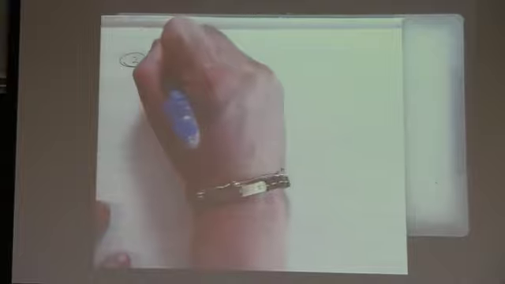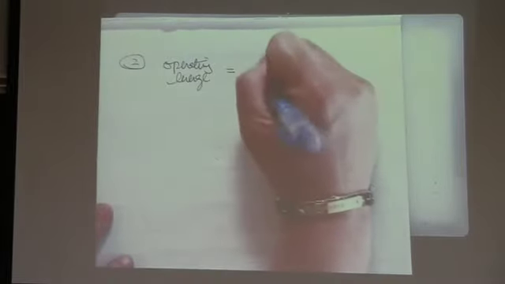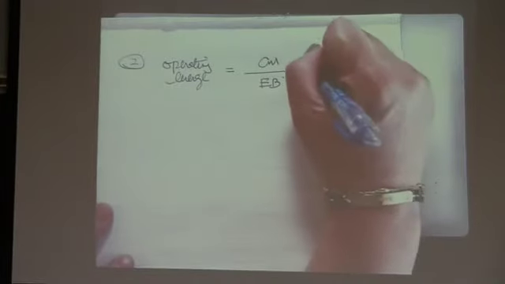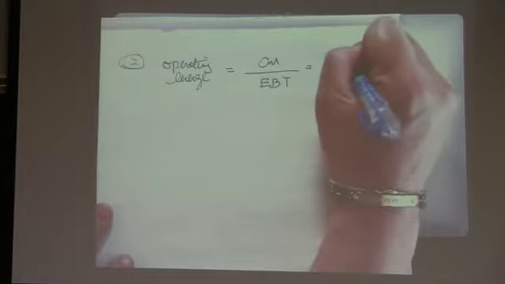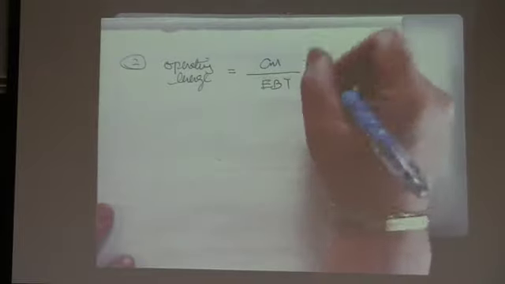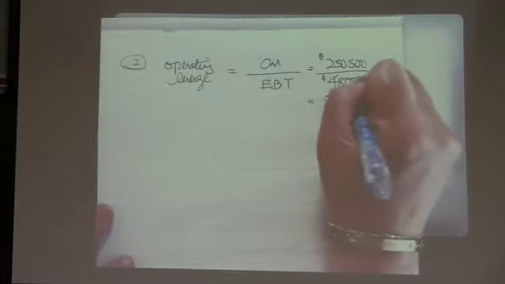Now, what is operating leverage? To calculate the operating leverage, which is part 2 of B, the formula is contribution margin over earnings before taxes. Our contribution margin, we know, is 250,500, divided by earnings of 48,000, to give us 5.21 times.